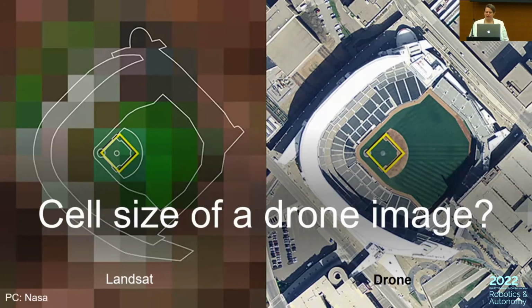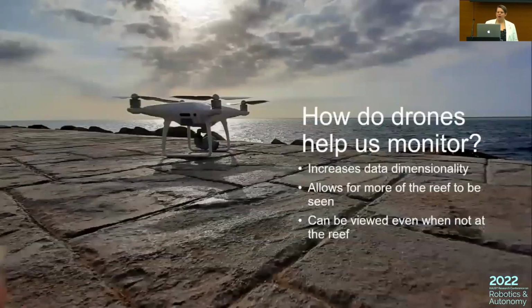The imagery we were talking about today was taken at 30 meters height and has a resolution of less than 1 centimeter. That means that the pixel size is less than a centimeter, and we're getting a really good view of the reef. So how do drones help us monitor?